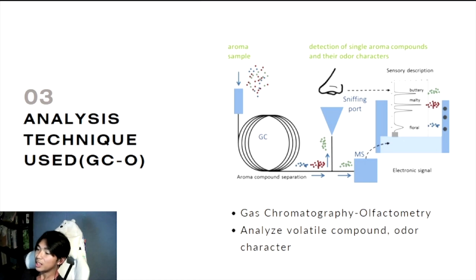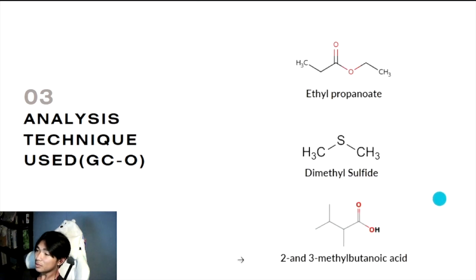GCO olfactometry helps in understanding the sensory impact of the individual volatile compounds, contributing to the overall aroma of the wine and aiding in characterization of the key aroma compounds in Shiraz wine. So from the article, GCO was employed to identify the most significant volatile compounds in Shiraz wine from the different regions, such as ethyl propanoate, dimethyl sulfide or DMS, and also oak-derived compounds in Barossa Valley wine, and also some juicy compounds like 2- and 3-methylbutanoic acid, as well as rotundone in Margaret River wine.